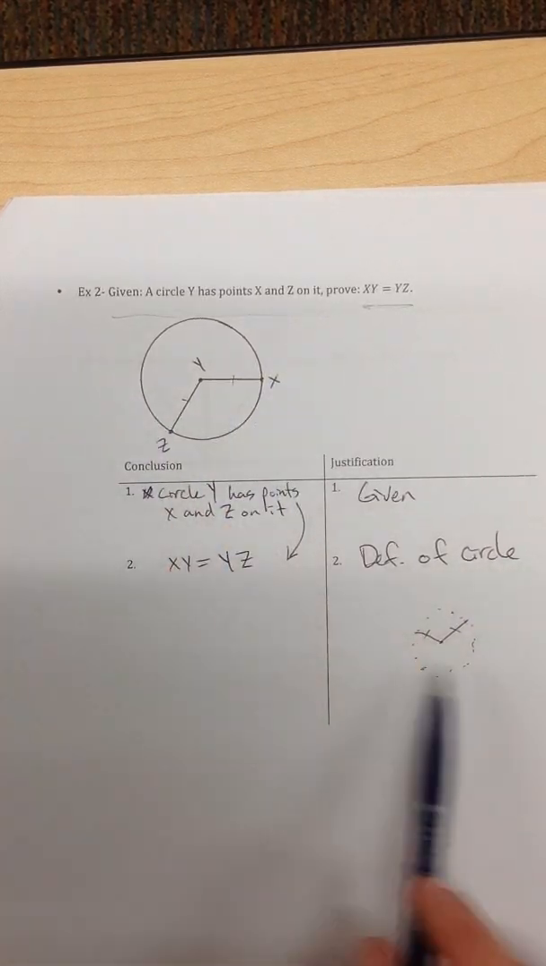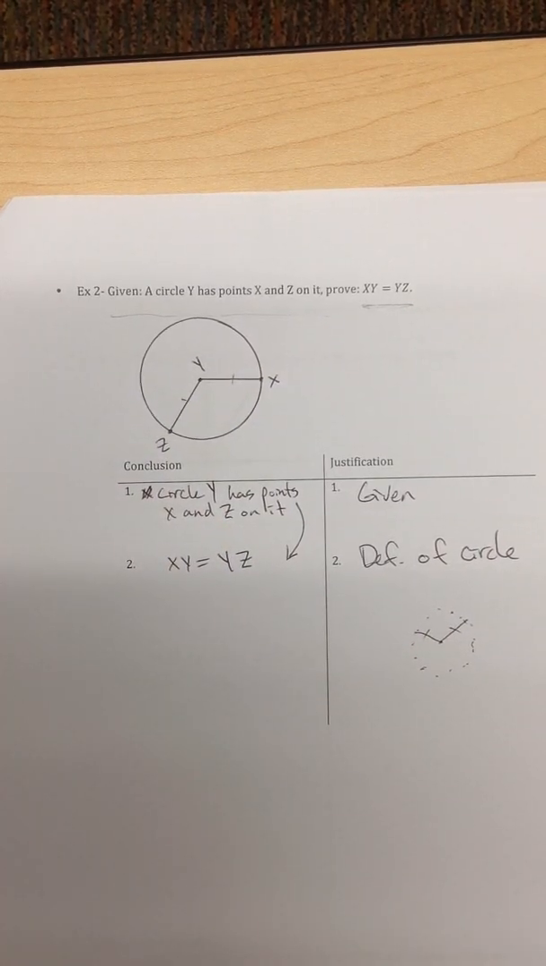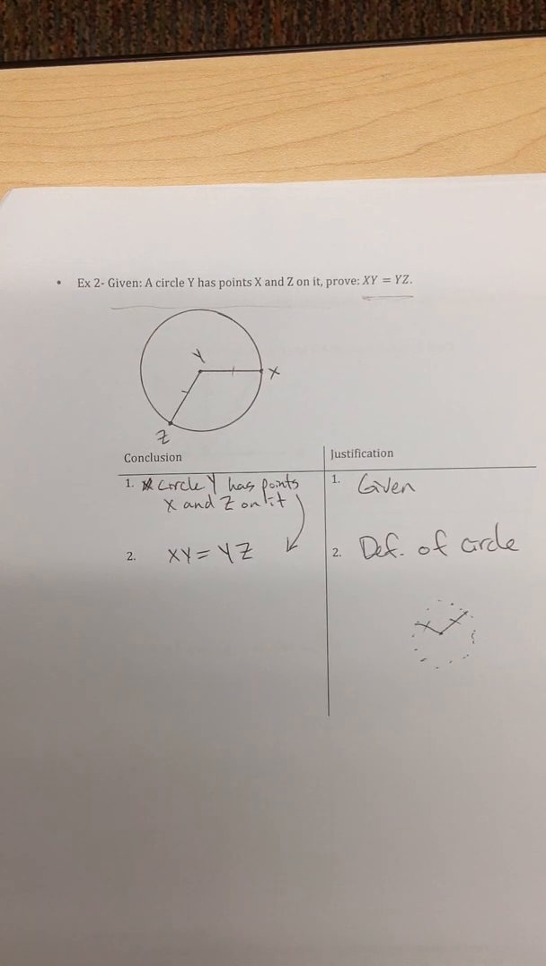Okay, and that's basically the same exact setup as we had before. So like I said, if it has a circle in it, when you're looking through your list of theorems, postulates, and definitions, I would look for something that involves a circle.